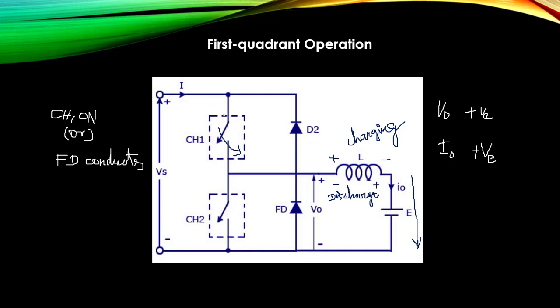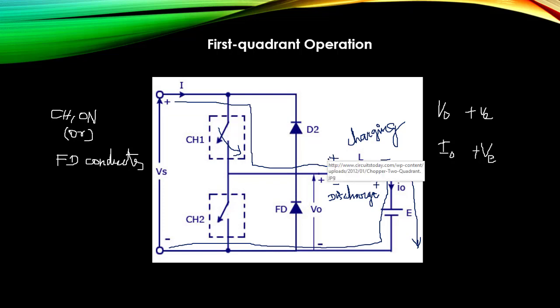First let us consider that switch 1 is on. Switch is on, so the current will take a path like this: from the source through CH1, that is chopper 1, and through the inductor and the DC voltage source, then to the supply. This will be the current path. During this time, this inductor will charge, with the polarity plus to minus. The output voltage will be V0 equal to Vs. This supply voltage will appear across this load.